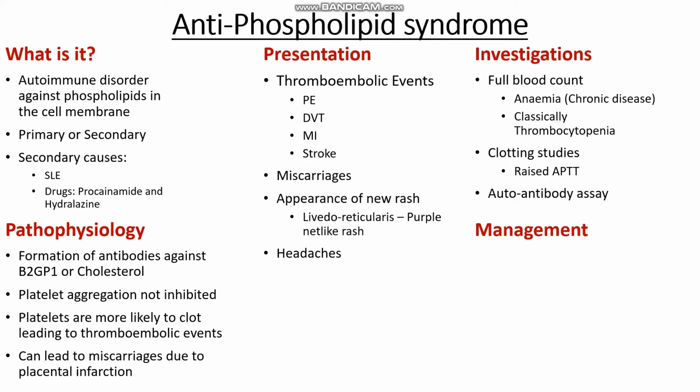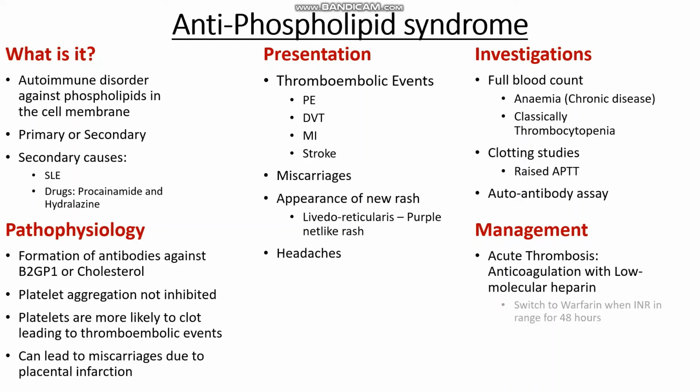So what can we do to manage it? Well, if we have an acute thrombosis or a DVT-PE, the first thing that we do is use low molecular weight heparin. Just remember this formula for any other embolic event. The first thing you do is give them low molecular weight heparin. You then give low molecular weight heparin until their INR is in range for 48 hours, alongside warfarin, at which point you can switch them over to warfarin.